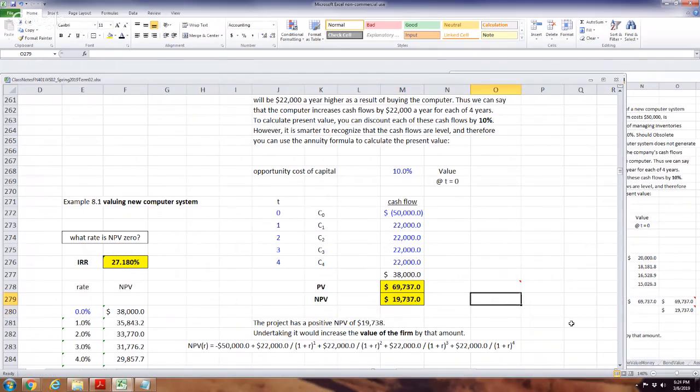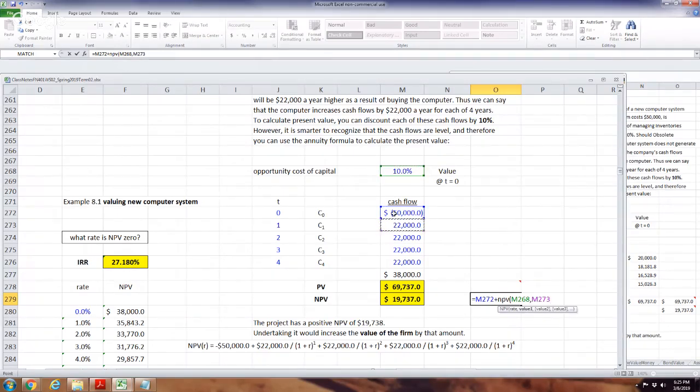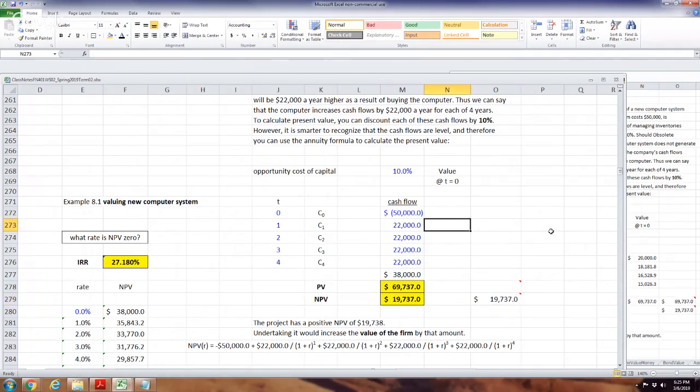This is going to be equal to the 50,000 plus NPV now, and the rate is 10%. And you want to get all your cash flows in here. This one, comma, this one, comma, this one, comma, this one. All that. All right, 19,737. We can value all of these at 0, right? Which is now today. Okay. All those. And this is 10%, 20,000.